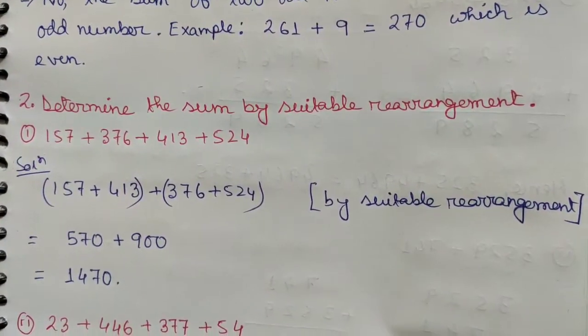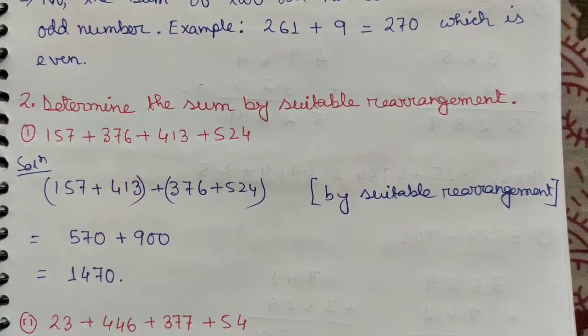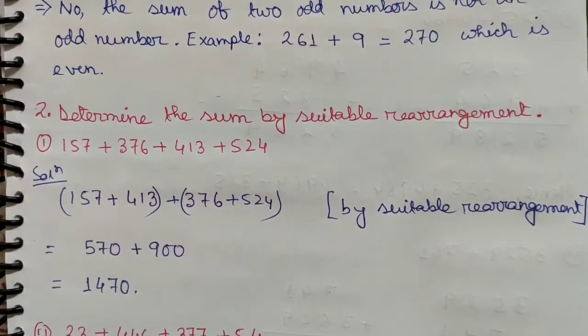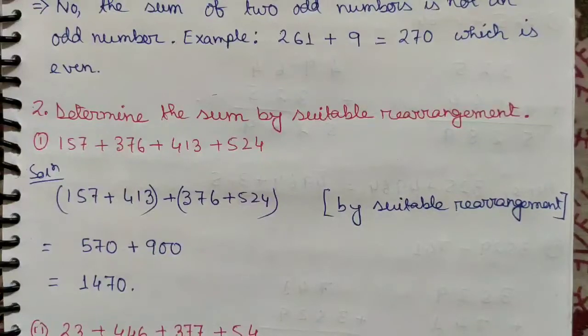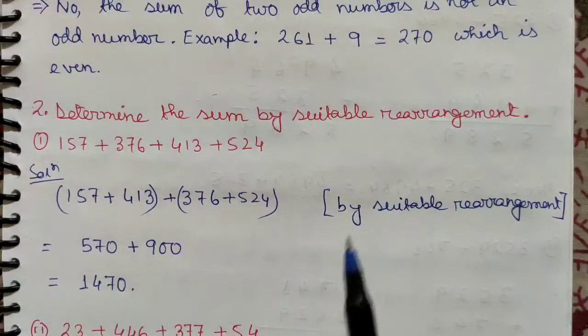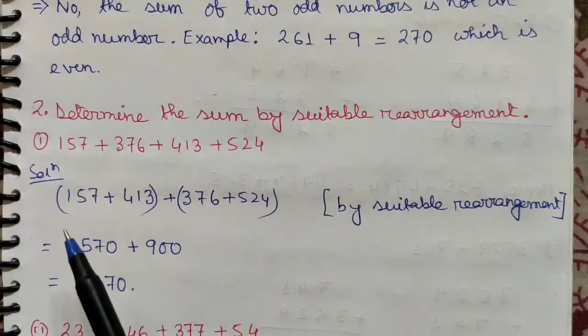Now the next question is: determine the sum by suitable rearrangement. Rearrangement is which property of whole numbers? It is the associative property. This property tells us that we can rearrange the numbers for adding, right? It will be helpful for us to find the answers. So here the digits are what?